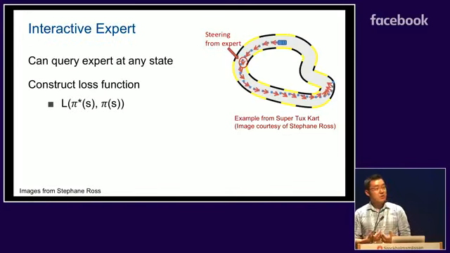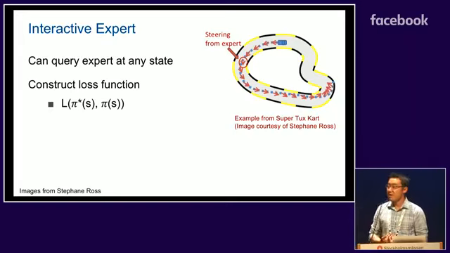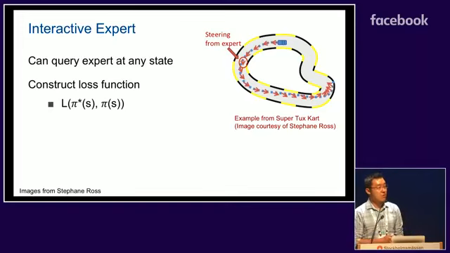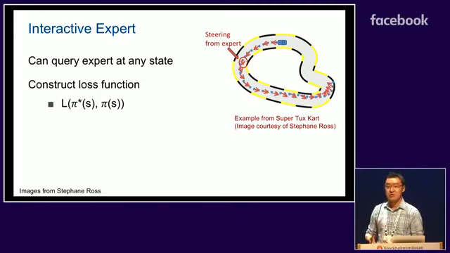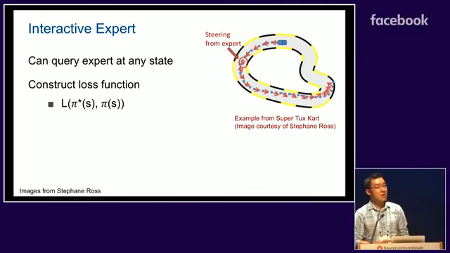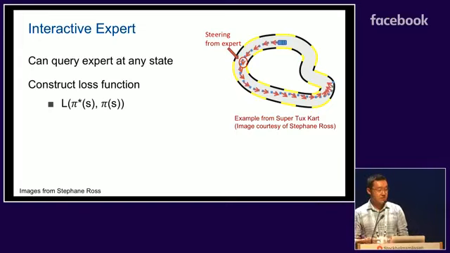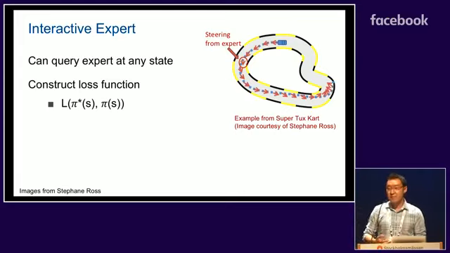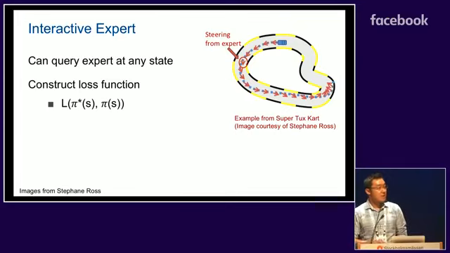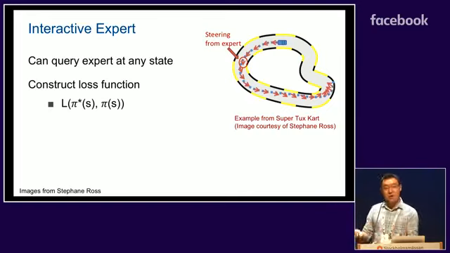Now let's talk about how we can use an interactive expert. An interactive expert is basically a human or an expensive computational oracle that's available at training time to provide feedback on the state distributions induced by the policy that we're training, rather than only by the expert. What that means is that we can query the expert for any state, essentially. And then we can also have a mechanism for constructing a loss function characterizing the mismatch between what our policy is doing versus what the expert would have done on this state, for any state.